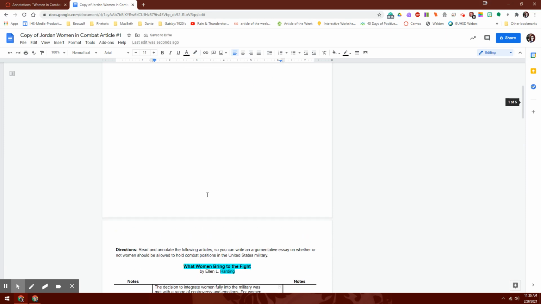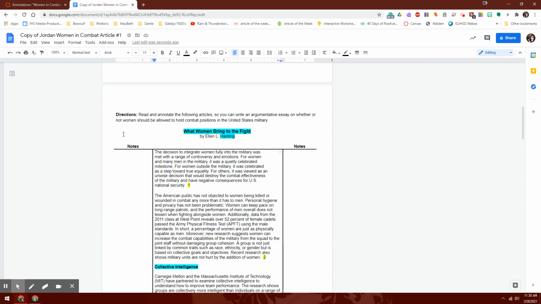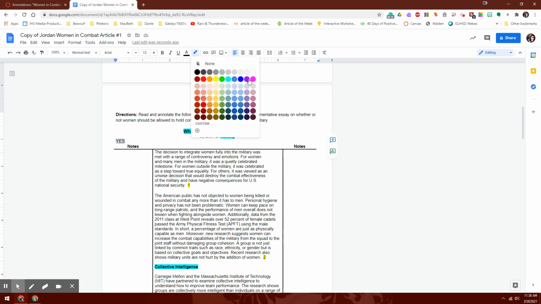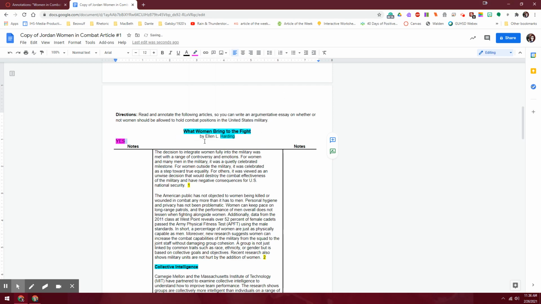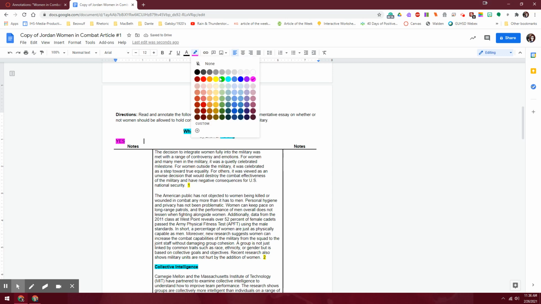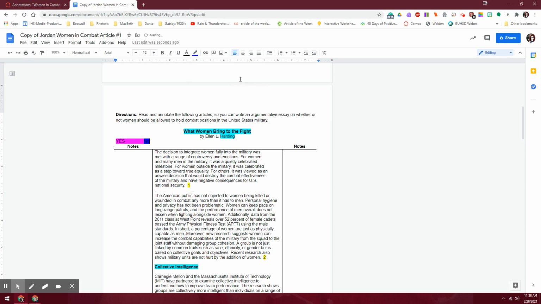Okay, and then what I'm going to do is come back up here and say my notes on this side, I'm going to say yes, and make a key and say anything that I highlight in purple is going to be for yes, women should be in combat. And then I'm going to change my color and use blue, dark blue. Okay, and I'm going to say no, women should not be in combat.